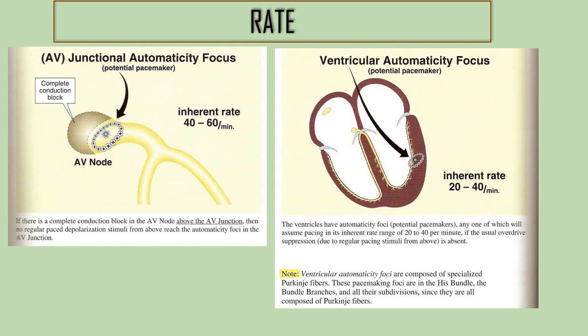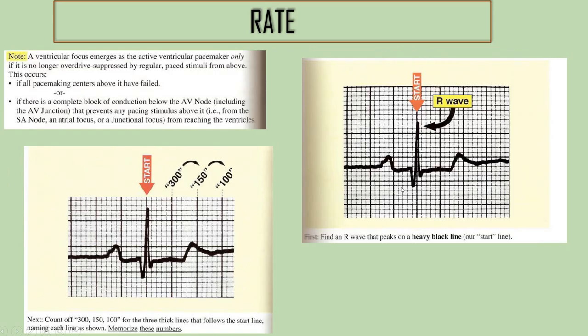Ventricular automaticity foci are composed of specialized Purkinje fibers. These pacemaking foci are in the His bundle, the bundle branches, and all their subdivisions, since they are all composed of Purkinje fibers.